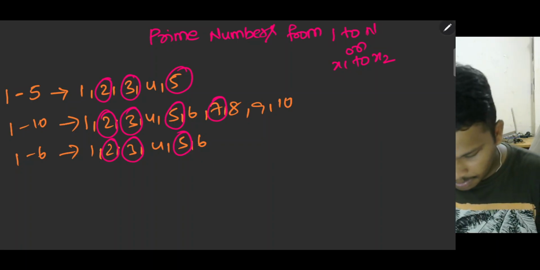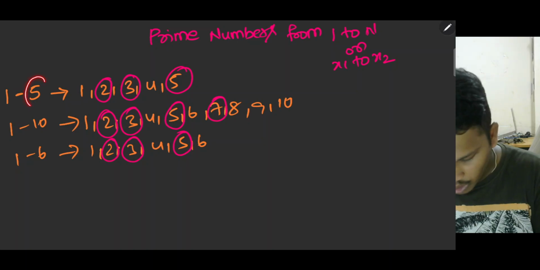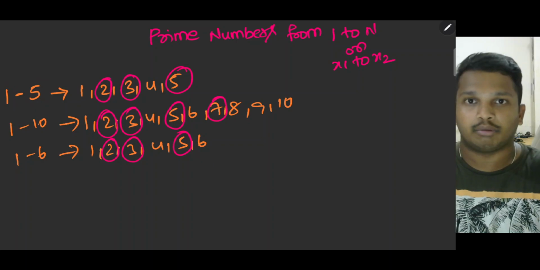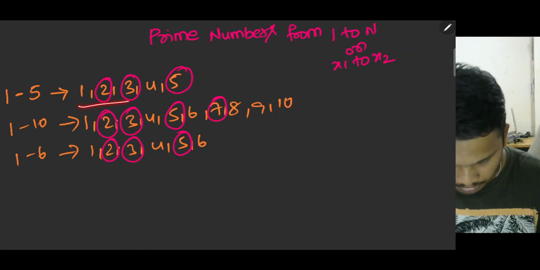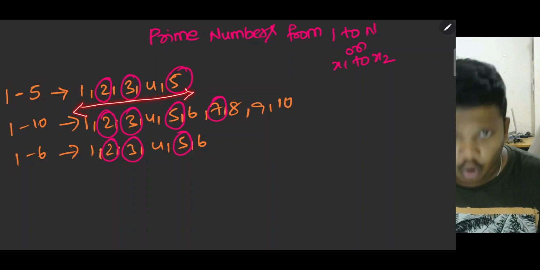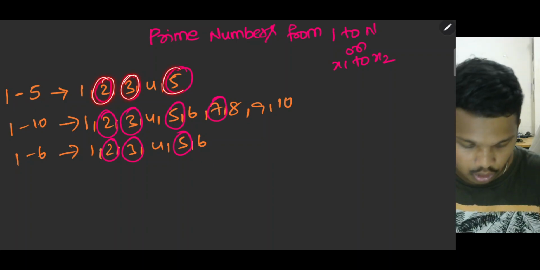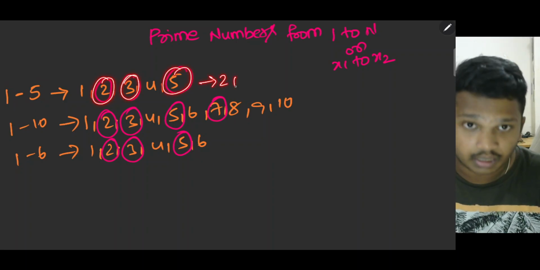Okay, now for example, think the input is 1 and 5, means we need to print all the prime numbers which are present between 1 to 5. So for example, these are the numbers 1 to 5. Now what are the prime numbers between 1 to 5? 2, 3, 5. So the output is 2, 3, 5.